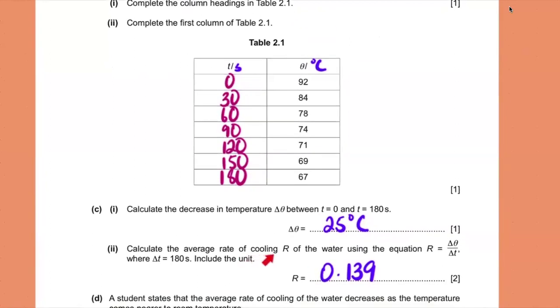Part 2, calculate the average rate of cooling of the water using this equation, delta theta over delta T. Delta theta I just found out, delta T is given. I just use the formula, include the unit. The temperature change was in degrees Celsius, and this is per unit time, so per second.